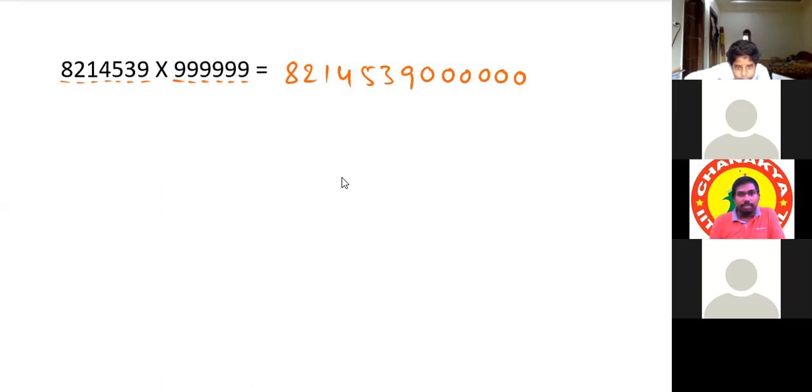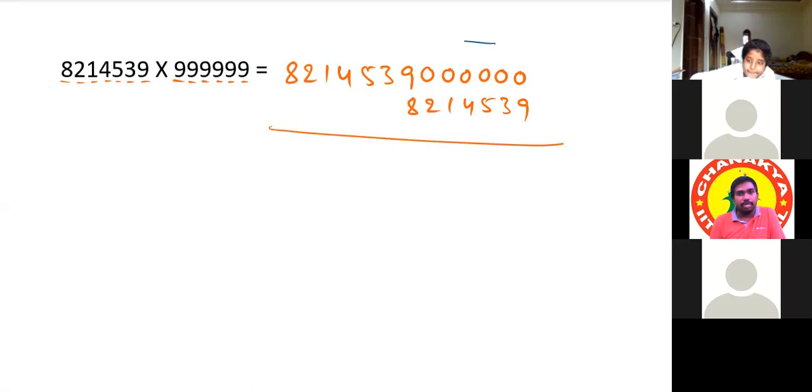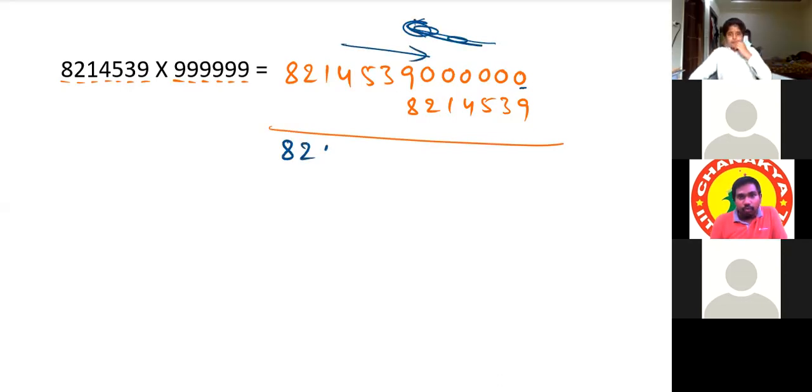Now subtract the same number: 8, 2, 1, 4, 5, 3, 9. Now use Nikhilam Sutra. Doing it from right to left or left to right, anything is okay. So we'll do from left to right. 8, 2 as it is, 1, 4, 5, 3 as it is. Then 9 minus 8 is 1 actually, but we have to keep 0 because the next place is mismatched. From here onwards, we can use Nikhilam Sutra.